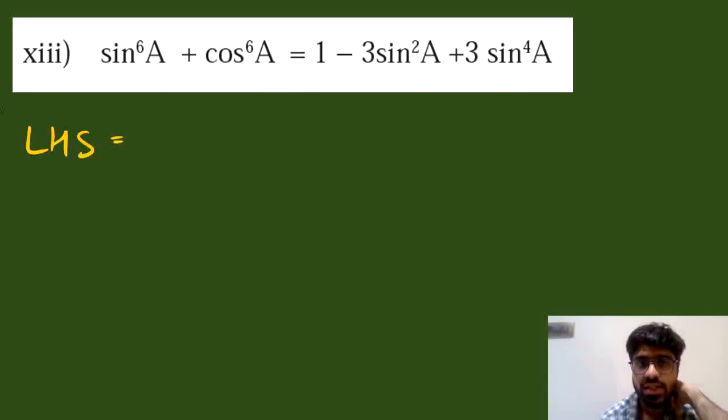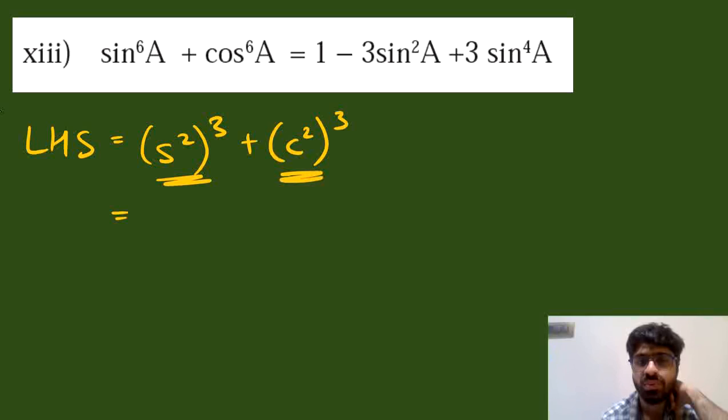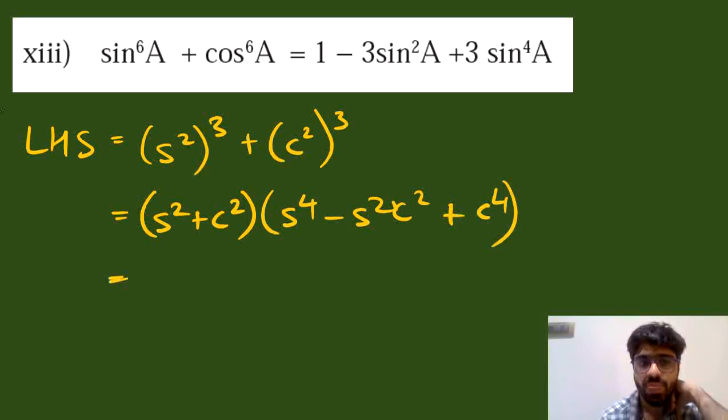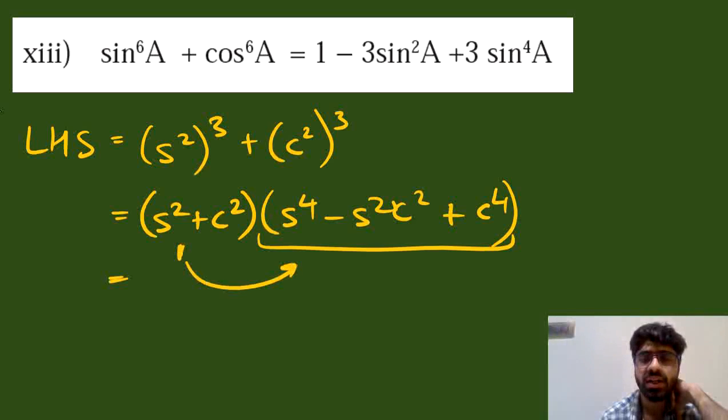The left hand side says sine power 6a plus cos power 6a. It's like sine cube a the whole square, I'm sorry, sine square a the whole cube plus cos square a the whole cube, and then we can apply the formula of a cube plus b cube, which is actually a plus b. So sine square a plus cos square a into a square minus ab plus b square. Okay, this would be 1. So we have 1 into the entire bracket.